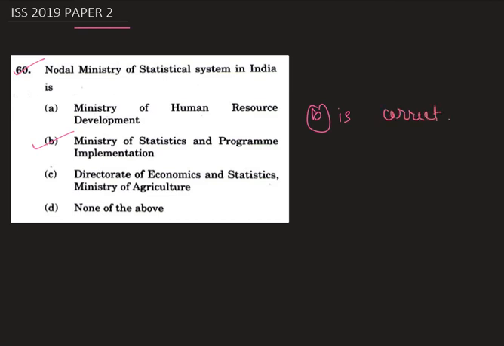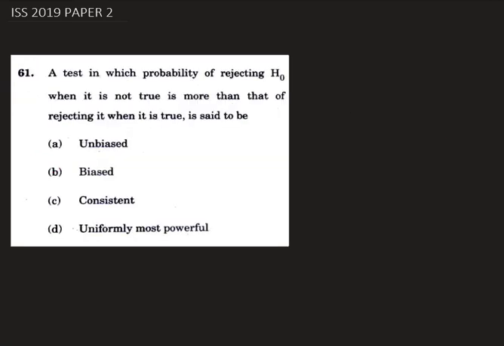Okay, now let's take another question. This is the next question, question number 61. In this question, we are asked that a test in which the probability of rejecting the null hypothesis H naught when it is not true is more than that of rejecting it when it is true is said to be: an unbiased test, biased, consistent, or uniformly most powerful (UMP) test?